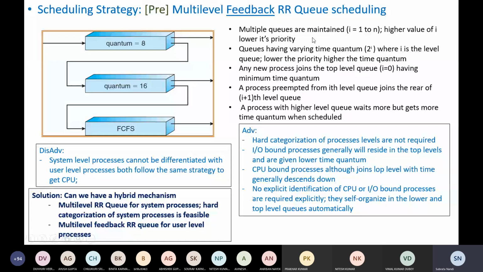So multiple queues are maintained, and instead of just 2 it can have 3 or 4, any number of levels, and the higher the value of i, the lower is the priority, as you can see here. So this is i equals 0, i equals 1, i equals 2, like this.